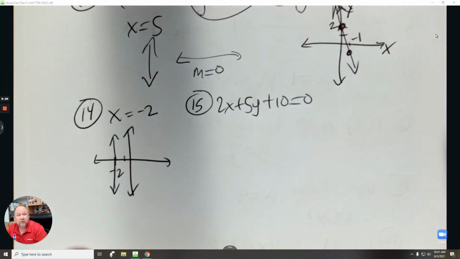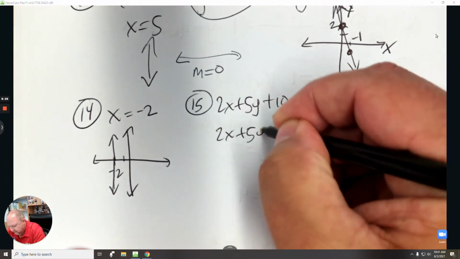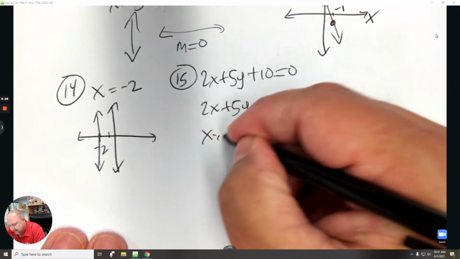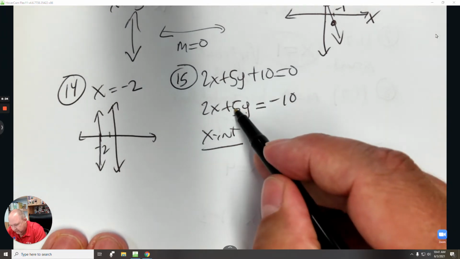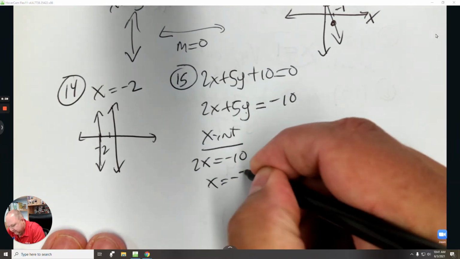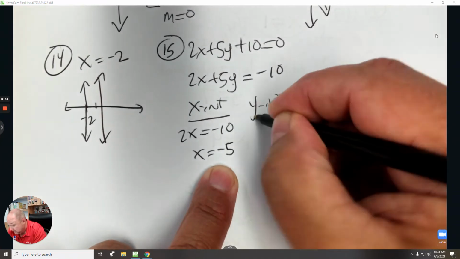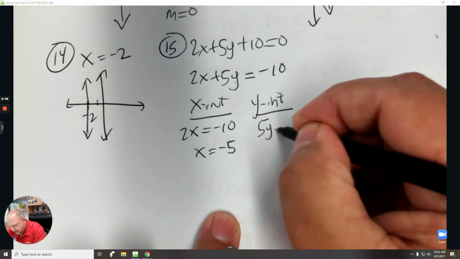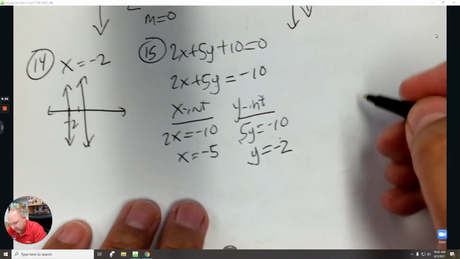Now there's different ways to graph a line. So let me just show you another way, just in case you want a different way to graph a line than mx plus b. I'm going to subtract 10. I can find the x-intercept by making y 0. So if y is 0, you're left with 2x equals negative 10. And when you divide by 2, that's the x-intercept. The y-intercept makes 0x, and I'm left with 5y equals negative 10. Divide by 5, and the y-intercept is negative 2.